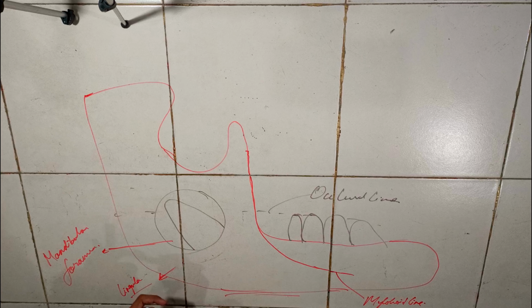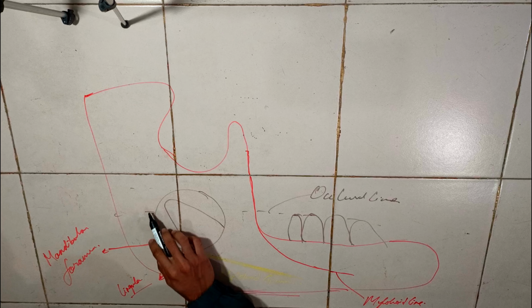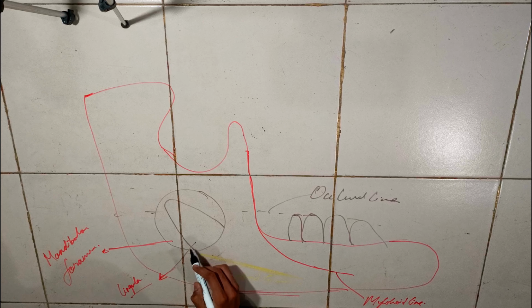And here there is a portion known as the mylohyoid groove. This is known as the mylohyoid groove, and this is the mylohyoid line. This is the mandibular foramen. This is the lingula.